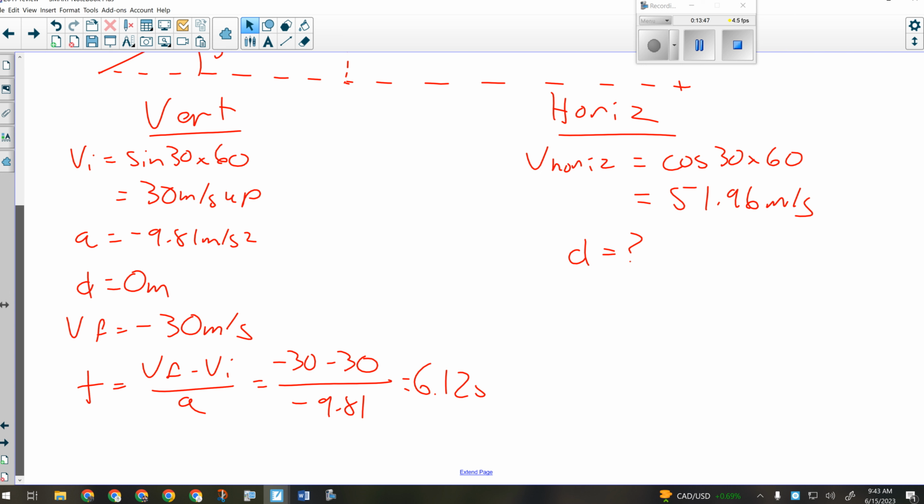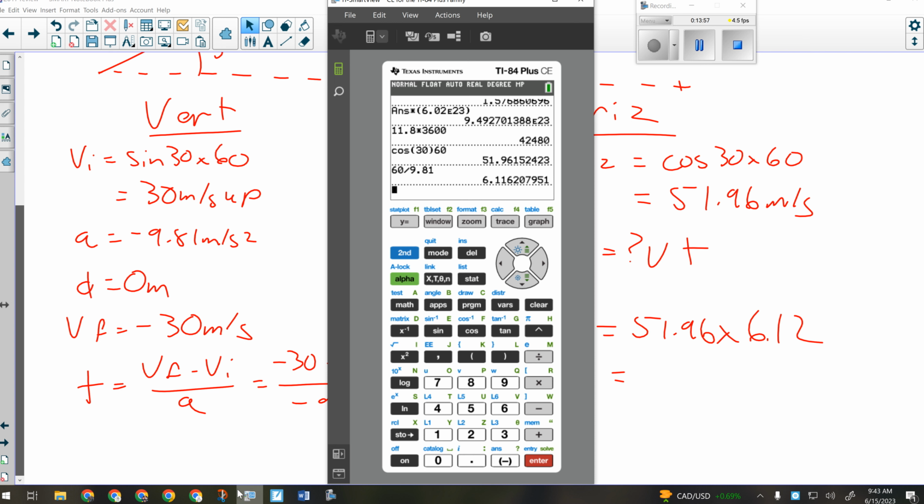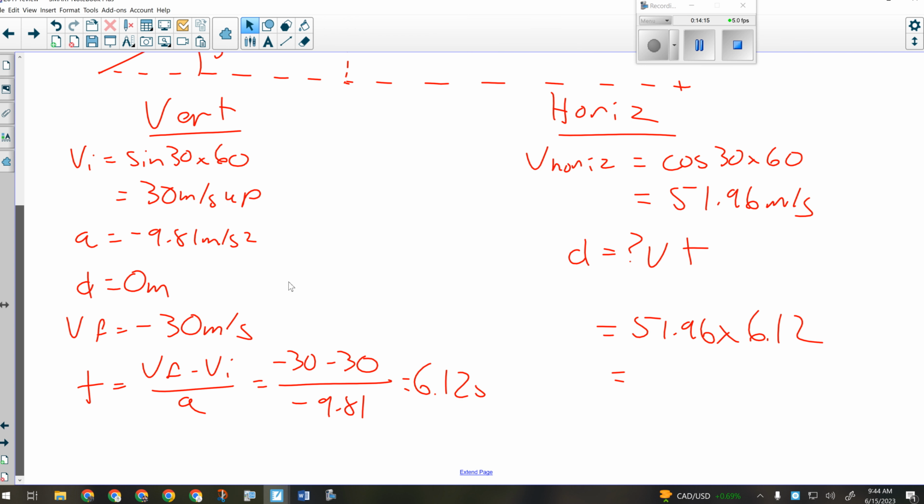Which means I can bring that over here, and now I can go D equals V times T. So 51.96 times 6.12. Whoops, sorry, I don't want to do it that way. Do that. All right, so it's going to travel, we have two significant digits, 3.2 times 10 to the 2 meters. Okay, is that part ringing a bell?